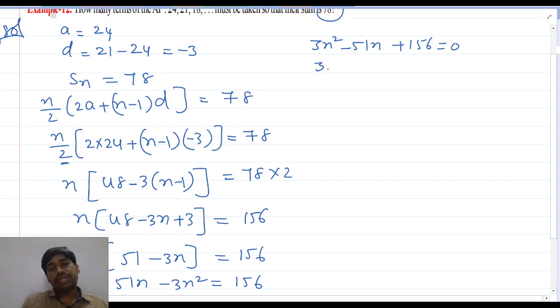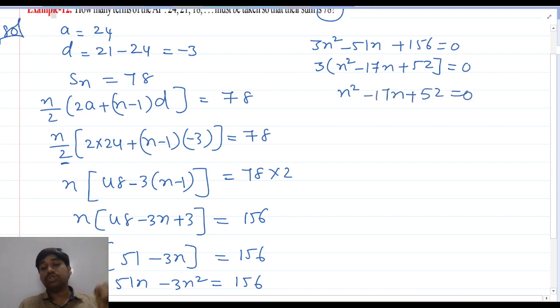I think we can take 3 common. If you take 3 common, we get n square minus 17n, since 17 3s are 51, and 3 5s are 15, 3 2s are 6, so simply 52 we are getting. The 3 goes to the denominator of 0. Then n square minus 17n plus 52 is equal to 0.